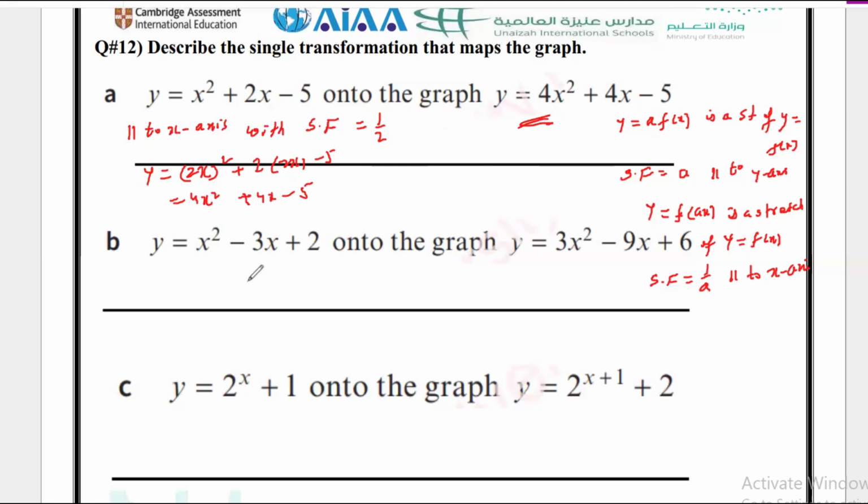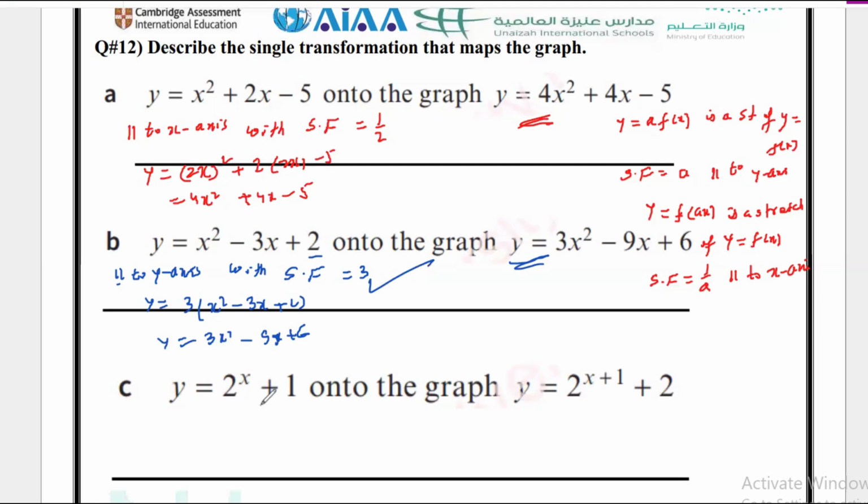Next one, if you check the B part, they are trying to multiply the right side, even they multiply with 2. So that means it is parallel to y-axis with stretch factor. Look, 2 multiplied by 3, 6. So they are multiplying 3 to the right side, like 3 bracket open x square minus 3x plus 2. This becomes 3x squared minus 9x plus 6, exactly the same thing. So it means your answer is parallel to y-axis, only you have to describe with stretch factor 3.